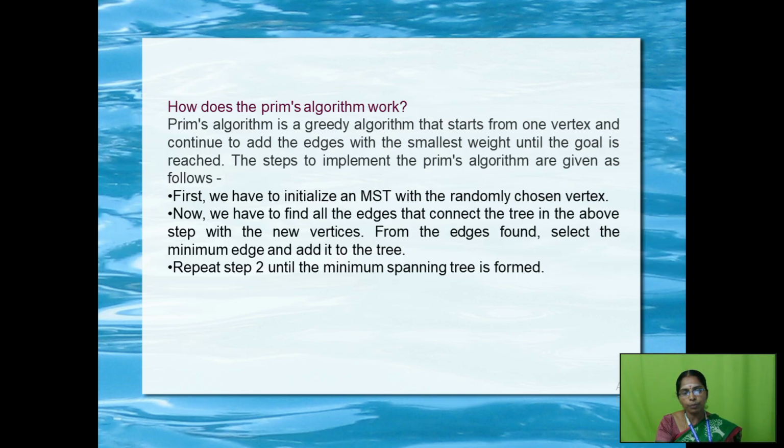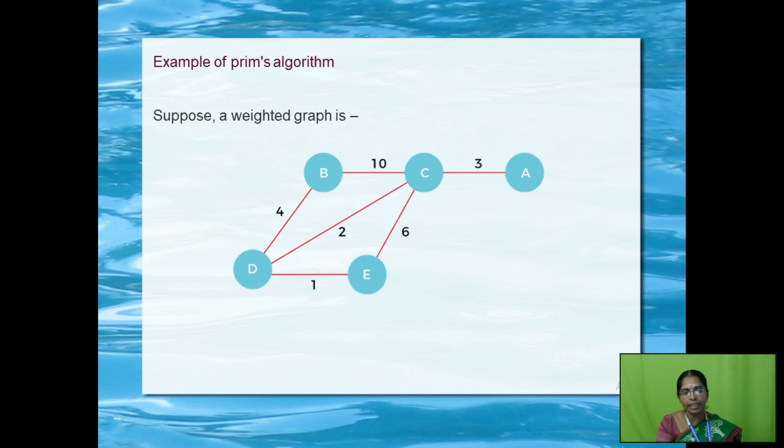What are the steps to implement Prim's algorithm? In essence, we have to follow these steps. First, initialize the minimum spanning tree with a randomly chosen vertex. Next, find all the edges that connect the tree in the above step with the new vertices. From the edges found, select the minimum edge and add it to the tree. Repeat step 2 until the minimum spanning tree is formed.